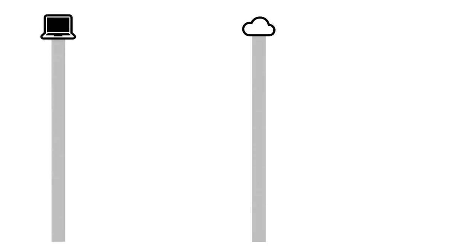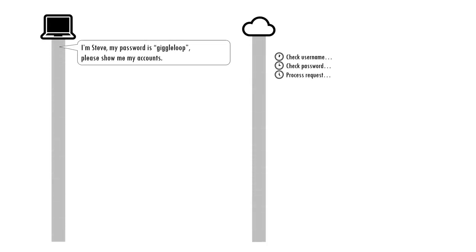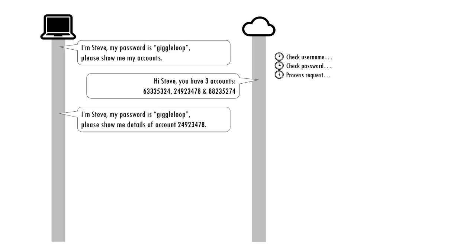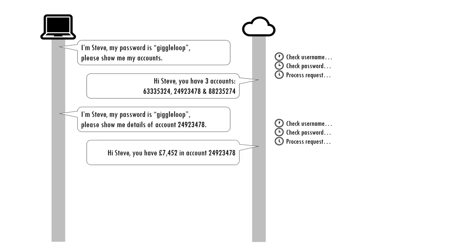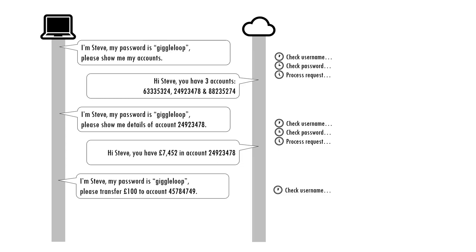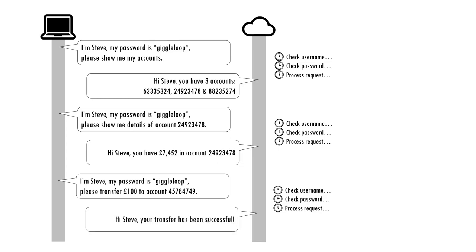page that you visit. Taking a super simplified view at an online banking system, you might make one request to view the list of all your accounts, another to view the details of one particular account, and another to transfer some money to a different account.